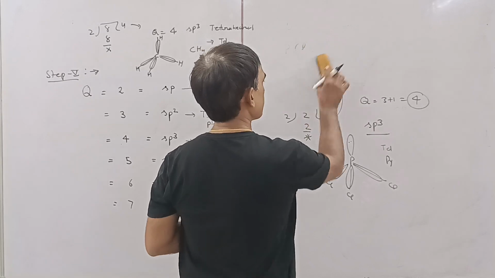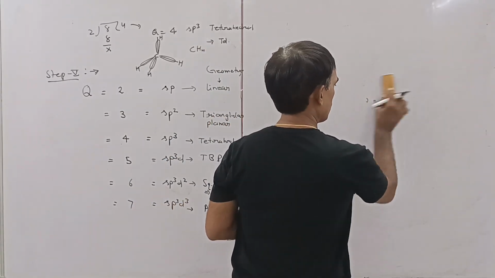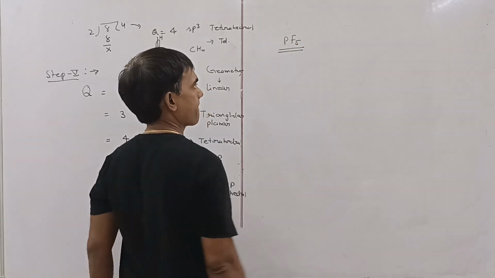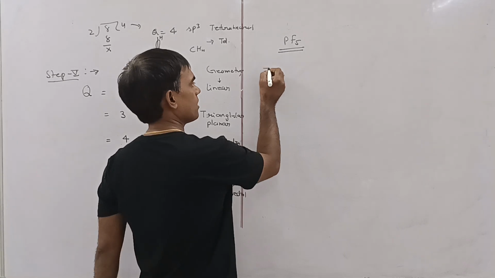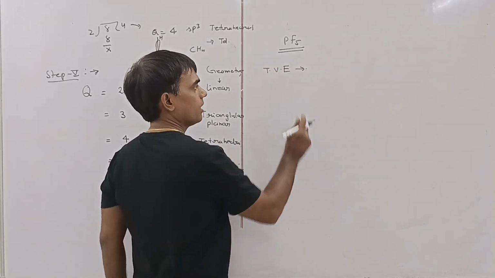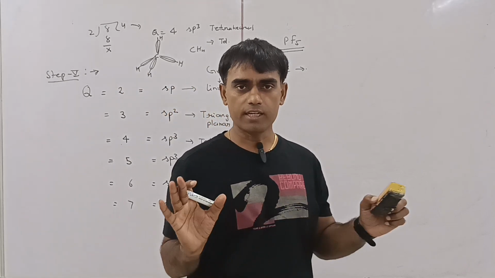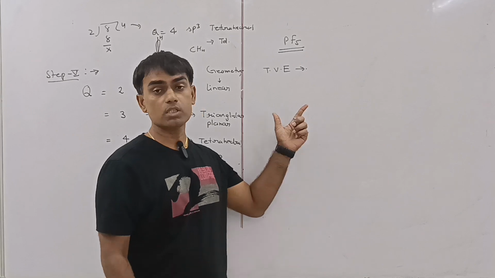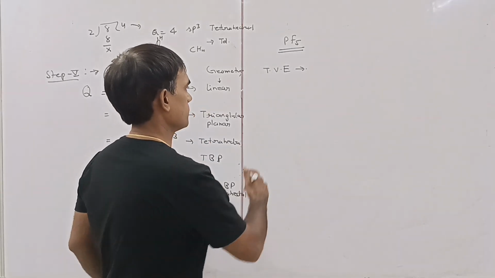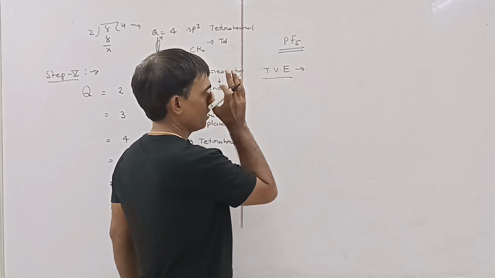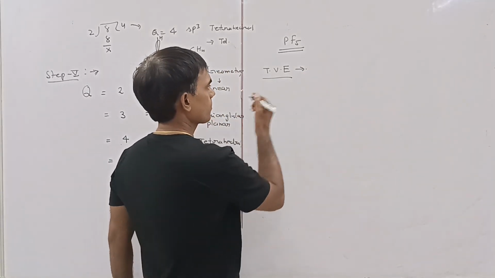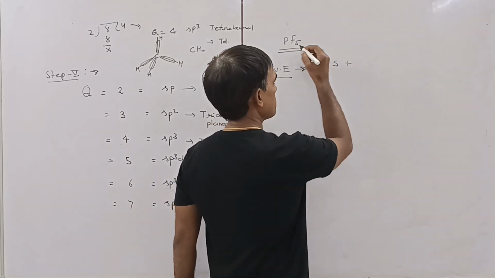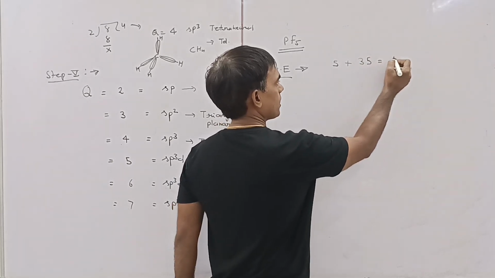Now let us take something more complicated. For example, you can take PF5. Find out the total number of valence electrons. It is a very simple trick, and this trick is not available in any book. No academy in India has this trick to find out the type of hybridization. This is my own trick, developed over a few years. Phosphorus has 5, fluorine has 7, 7 multiplied by 5 is 35.